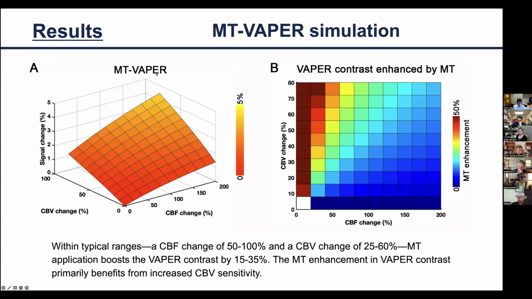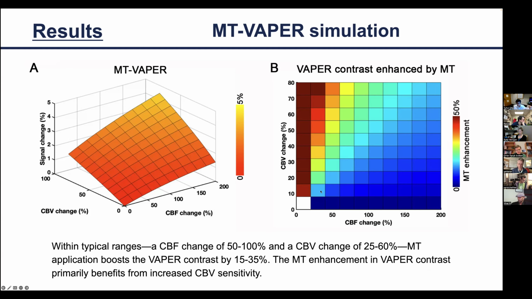And basically, this MT VAPER will be sensitive to both CBV change and CBF change. And the right shows how much MT can enhance the VAPER contrast. So basically, we simulate one with MT on and the other with MT off, and then compute. So at different CBV changes and CBF changes, in each plot we compute how much VAPER contrast can be enhanced by MT.